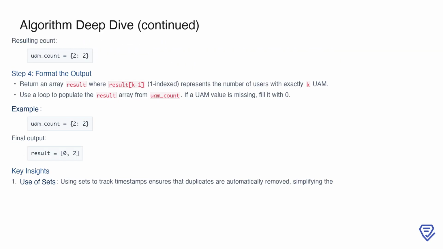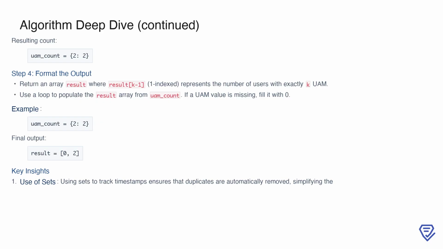With the UAM counts calculated, we can now format the final output. The output is an array where each index corresponds to a UAM value, and the value at that index represents the number of users with that UAM. To build this array, we use the UM_count dictionary and handle sparse UAM values by filling in missing entries with zeros. For example, if UM_count equals {2: 2}, the output array would be [0, 2]. Here, the value at index 0 corresponds to UAM 1, which has no users, and the value at index 1 corresponds to UAM 2, which has 2 users.